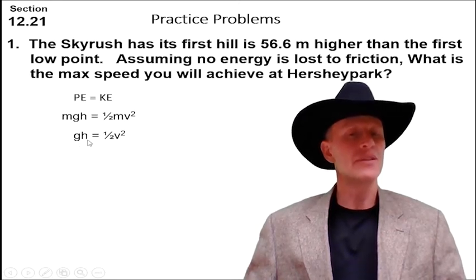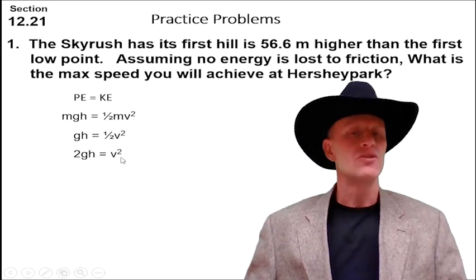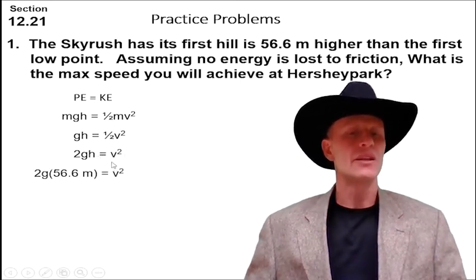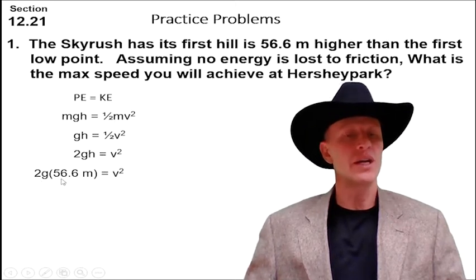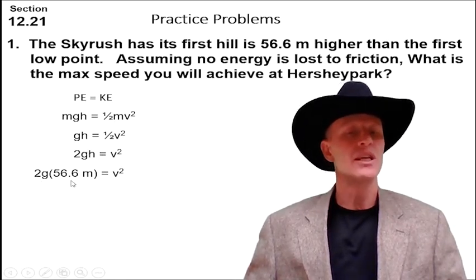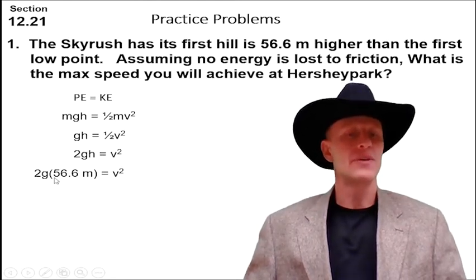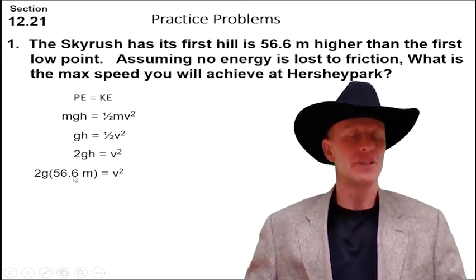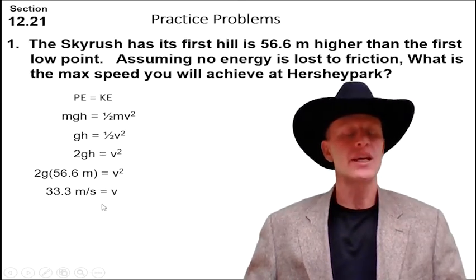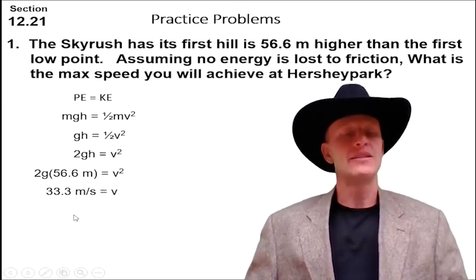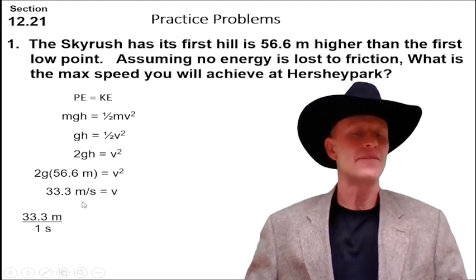So this is gravity times height equals 1/2 V squared. And solving for V, we can see all we have to do is take the square root of this product. 2 times gravity times the highest hill, or the drop from the highest hill, 56.6. And that gives us 33.3 meters per second. So if you live in the United States, we're not used to meters per second. We want to convert it to miles per hour. So how fast is that?